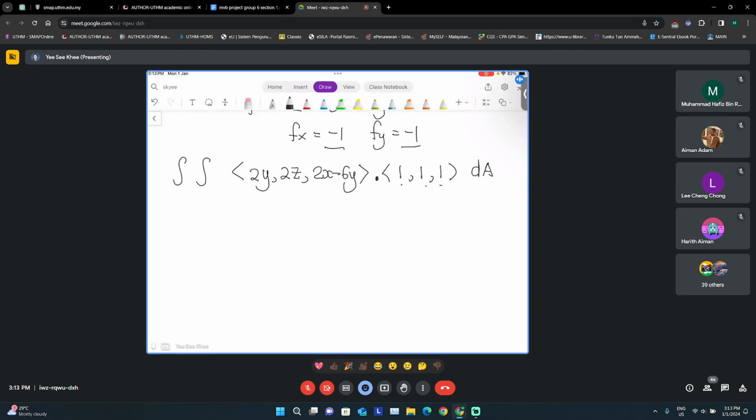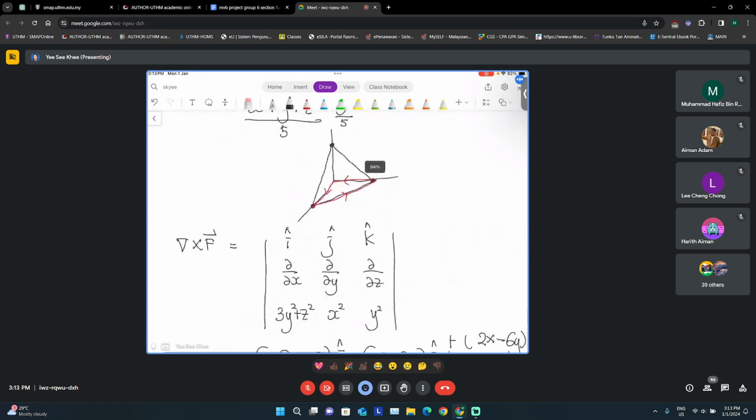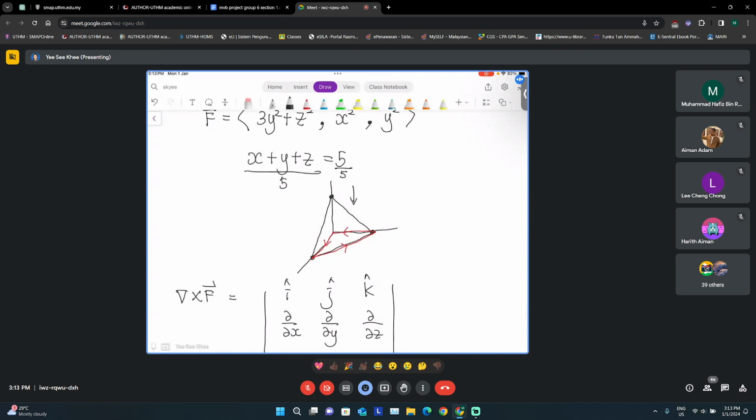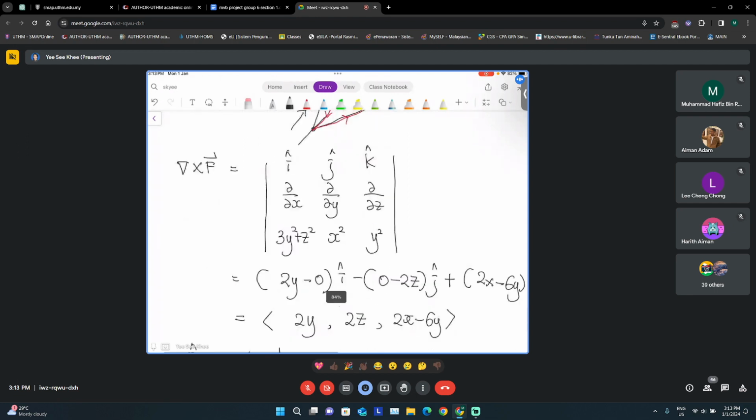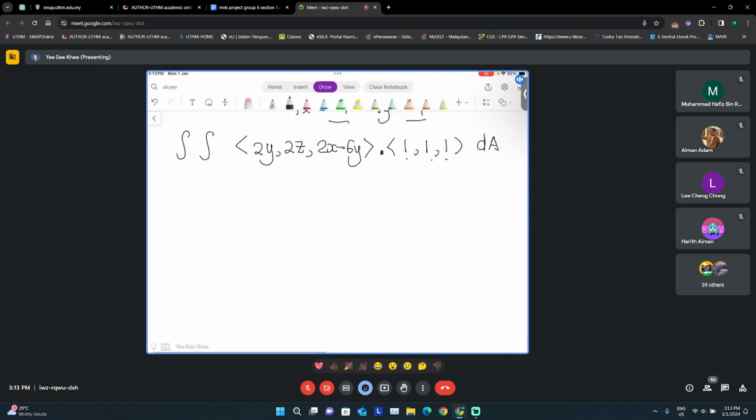When it comes to dA, you have to pick from the projection. For this plane, you have many choices of projections. You can pick the XY projection, the ZX projection, or the ZY projection. It's up to you. Here I want to use the XY projection, a very common one. XY projection means you look at the plane from the top, and you can see a triangle like this.